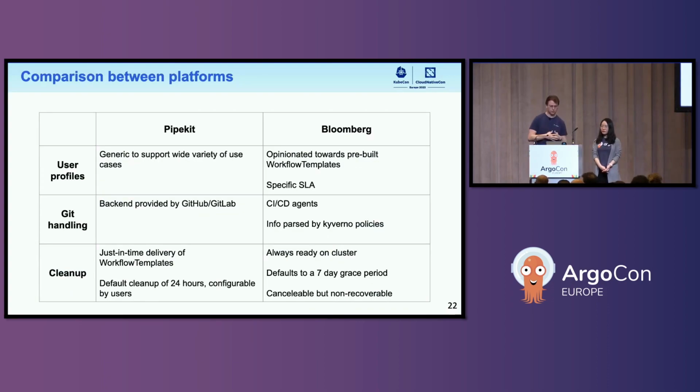Cool. Lastly, we'll do a comparison between the two platforms. So as Yao said, we do have some very different user profiles. PipeKit is a SaaS platform where any user can sign up and onboard their company, and we had to make it very generic to support a wide variety of use cases, and we couldn't be as opinionated. For Git handling, we have the backend provided by GitHub or GitLab, and then for cleanup, we have just-in-time delivery of workflow templates and the default cleanup of 24 hours configurable by end users.